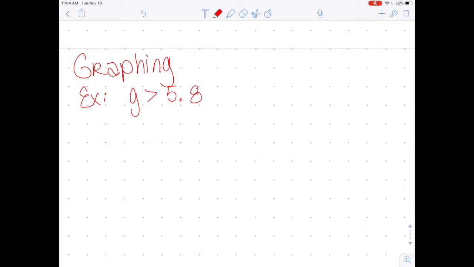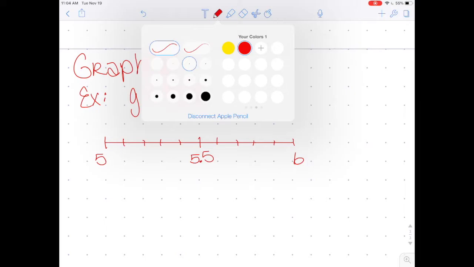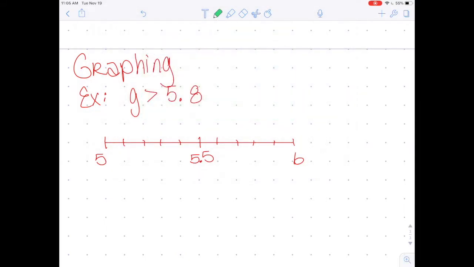So let's draw ourselves a number line down here. We'll make this end 5. 1, 2, 3, 4. This is 5.5. And this is 6. So we need to find 5.8 to start with. So we've got 5.5, 6, 7. This is 5.8. And I'm going to circle it.